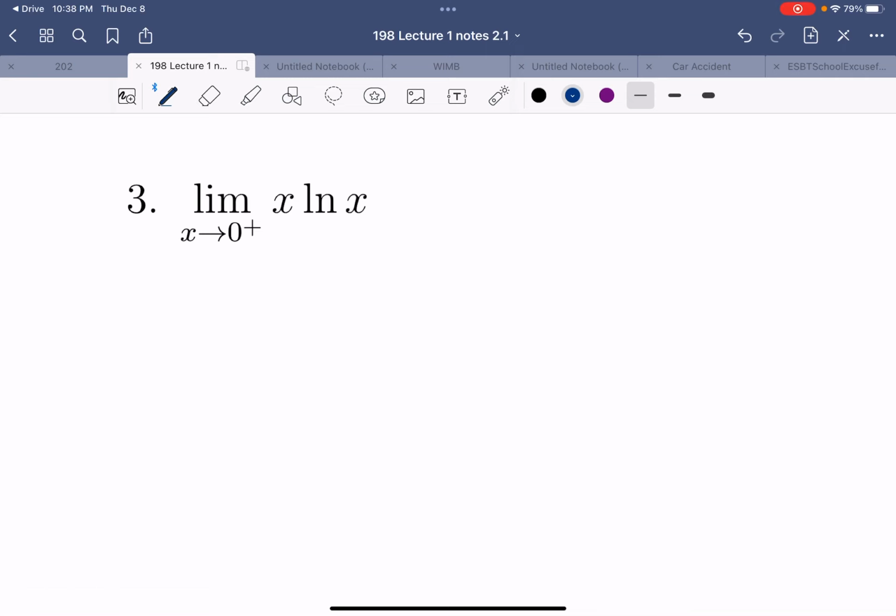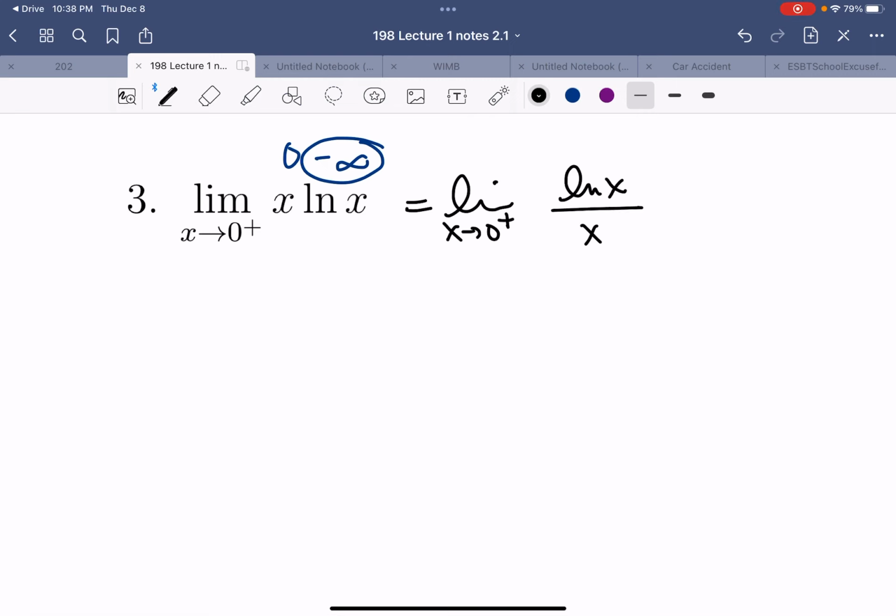Okay, now here's one where we don't quite fit the criteria, at least not yet. So when you plug in the 0 here, the x goes to 0, but ln of 0 goes to negative infinity. So you have a 0 times infinity here. So in order to use L'Hopital's rule, I have to turn this into a fraction. So what I'm going to do is I'm going to keep the natural log on the top, but I'm going to move the x to the bottom by making its exponent negative. Right now it has a 1 exponent, so if I move it to the bottom, that's a negative 1 exponent.